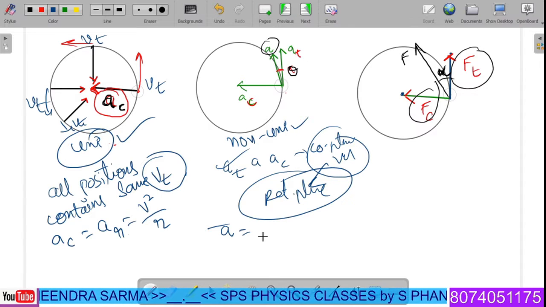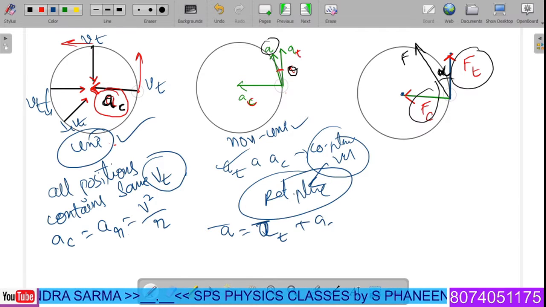Therefore, the net acceleration is given by A is equal to A_T bar plus A_C bar.